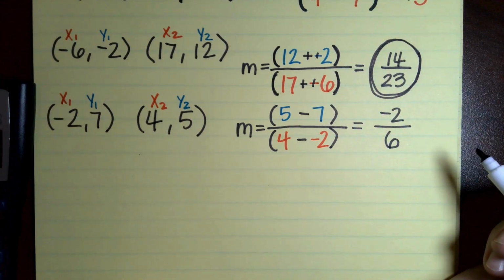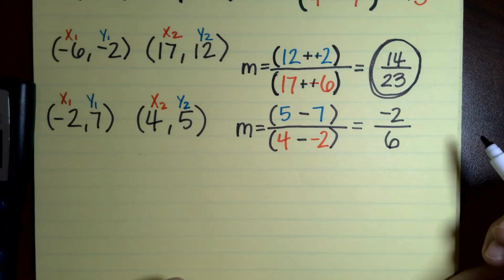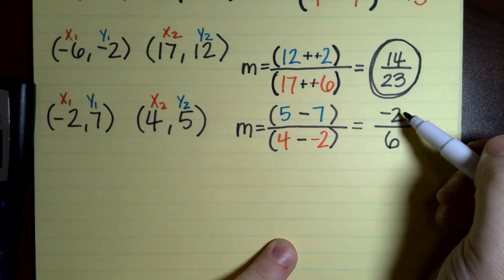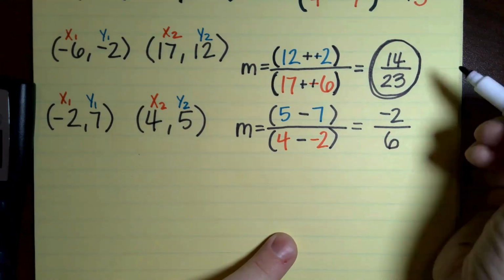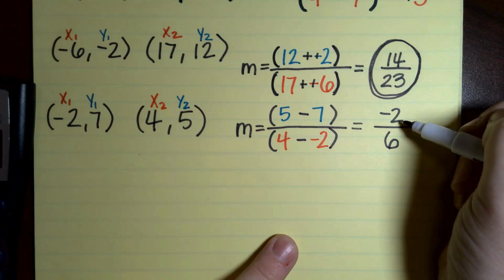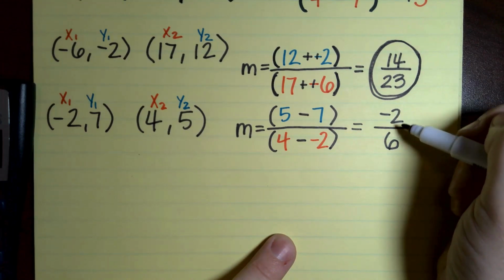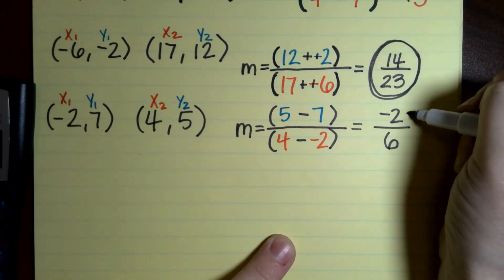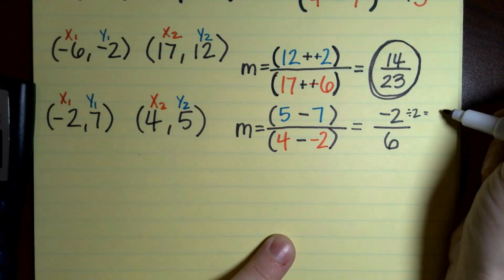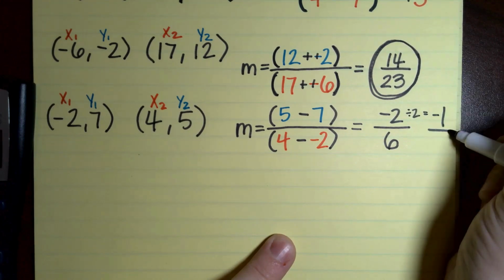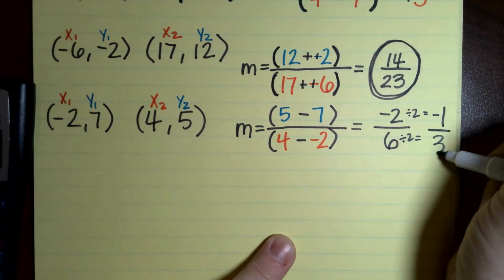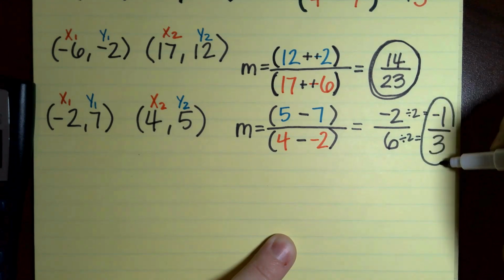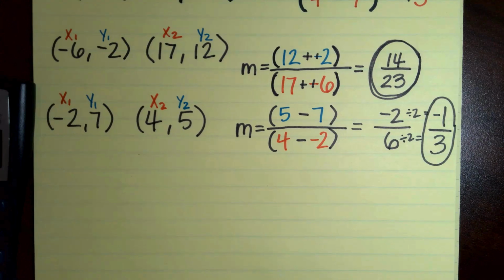Very good. Do we need to do anything to this? Yes, a little bit. What do we need to do, Jeremiah? We need to simplify the fraction. Yeah, I would like you to try to simplify the fraction. So 2 and 6 are both even numbers. We can break this down even further. If I were to simplify 2 over 6, I know that 2 divided by 2 is -1, and then 6 divided by 2 is 3. So our slope is -1/3.